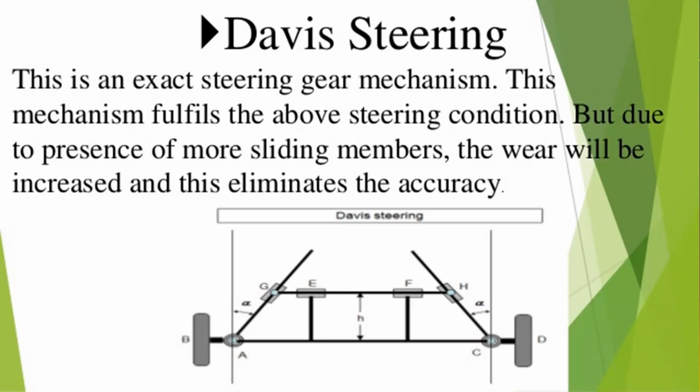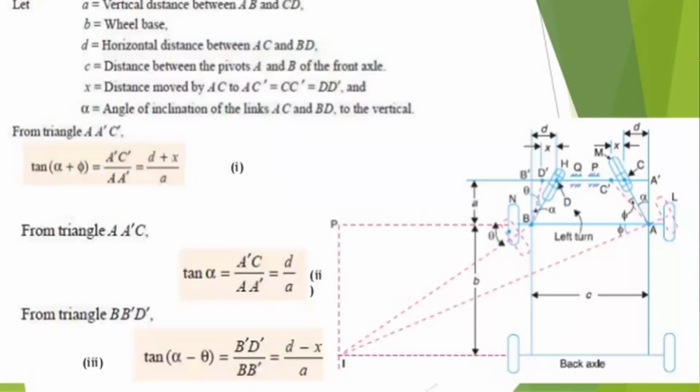So in this condition, due to more sliding members, the wear of the different components of the steering system is increased, and it eliminates the accuracy. You can see how to calculate the equation of the Davis steering mechanism. What is the expression of this Davis steering mechanism?